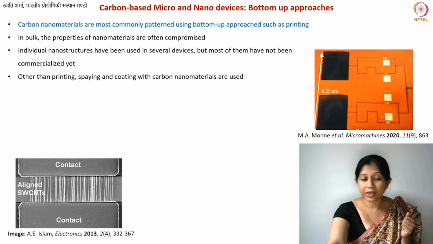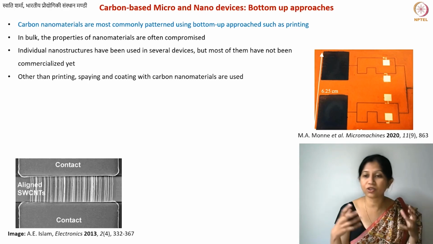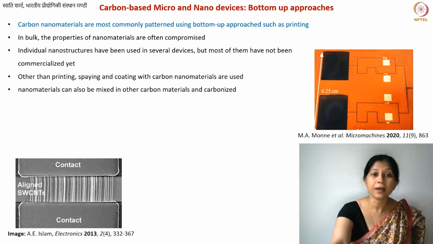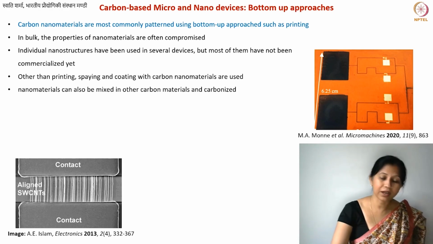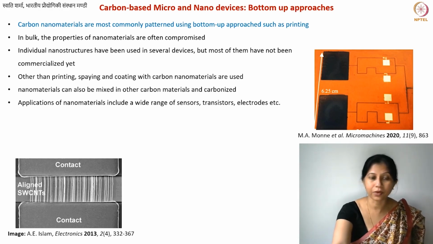So other than printing, whatever techniques you can use for bulk material, also spraying and different kinds of coatings can be made using carbon nanomaterials. They can also be mixed in other carbon materials and then further carbonized, similar to how we make composites and so on. The application areas are way too many.